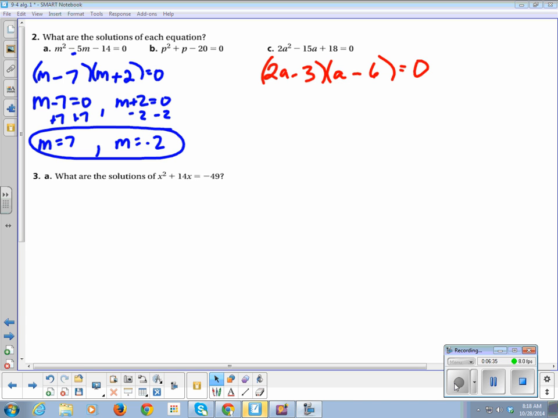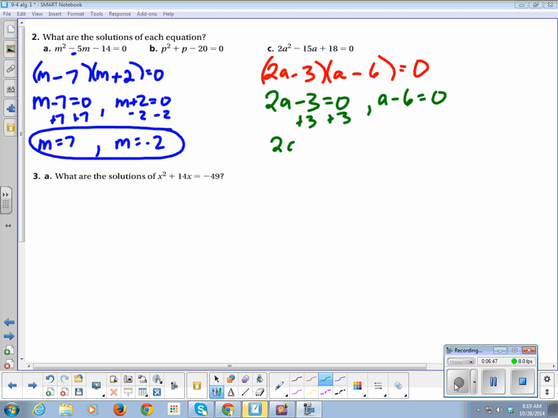So once it's factored, we can take each individual component and let it equal 0. And then we solve. +3 divided by 2. I promise all the fraction ones aren't going to be 3/2. I promise.